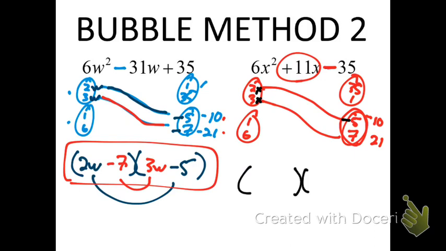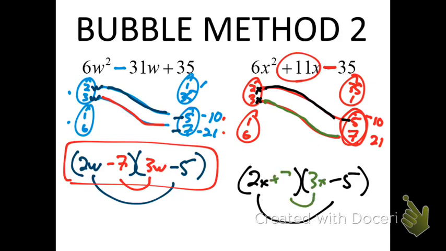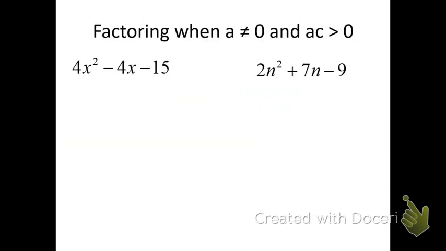So I'm going to go ahead and start by factoring, or start by putting in the numbers. So 2x pairs up with the negative 5. And then my 3x pairs up with the positive 7. Probably the most difficult example we've done so far. Okay. Now, here we go.